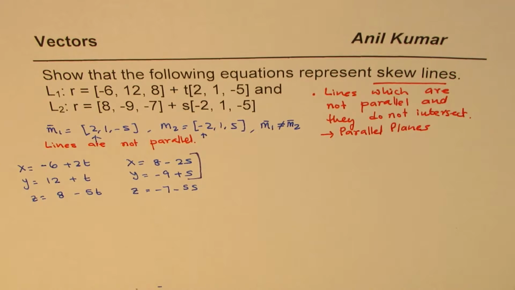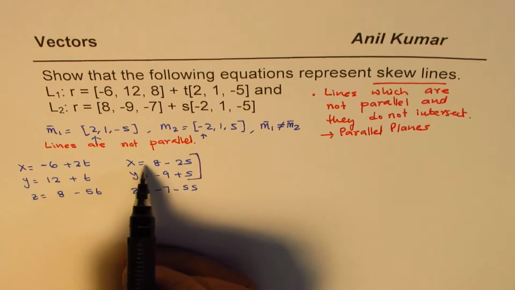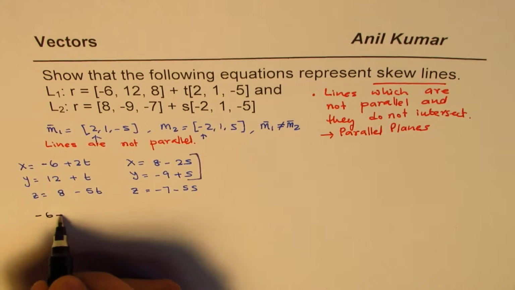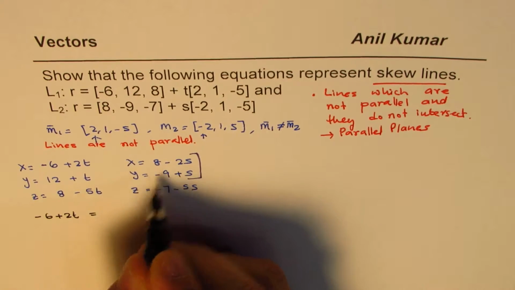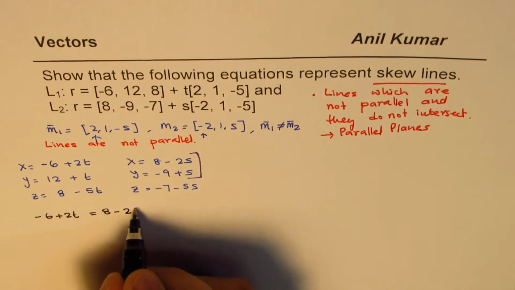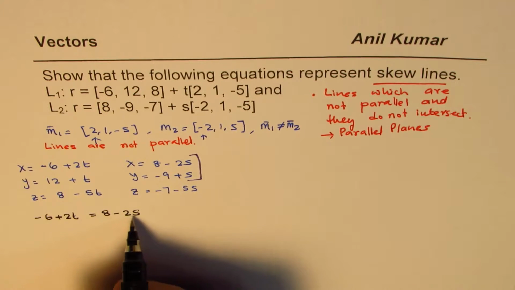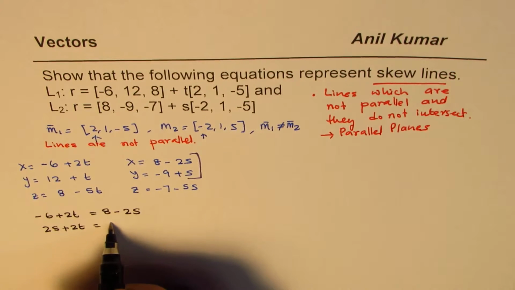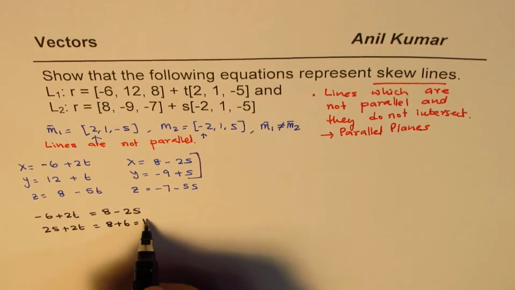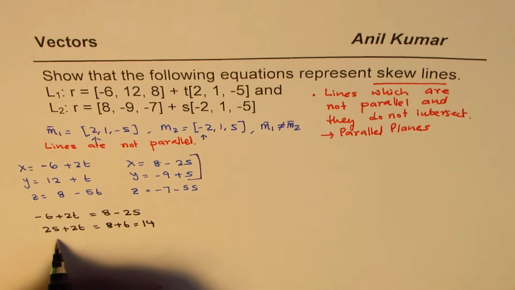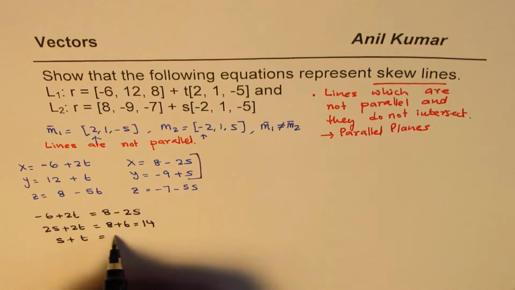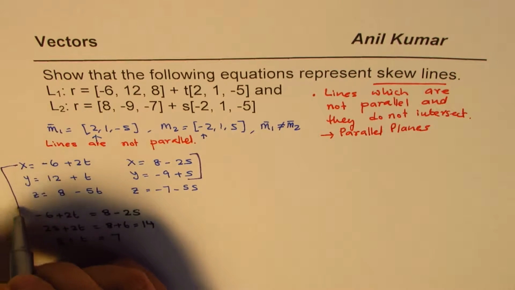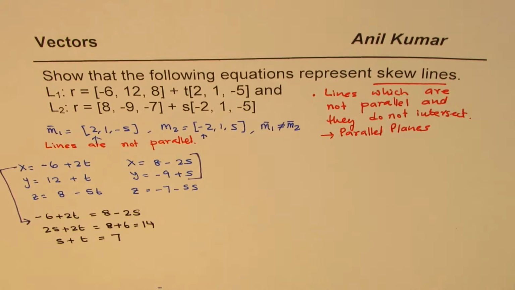Solving really means that if they intersect, the x coordinates should match, correct? That is to say, minus 6 plus 2t should be equal to 8 minus 2s. Let's simplify this as we move along. We'll bring 2s here, plus 2t, keep numbers on the right side, which is 8 plus 6 equals 14. I can divide by 2 and simplify this as s plus t equals 7, right? So this equation I've got from comparing the x coordinates.